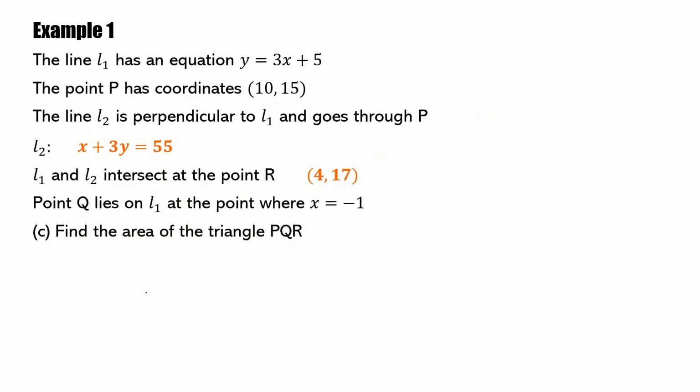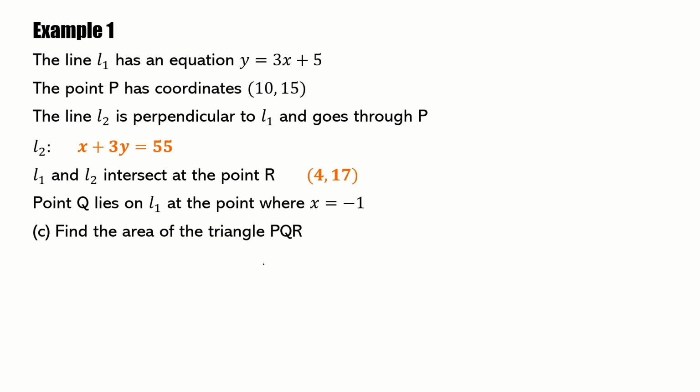Heading into part C, we can see, pun not intended, that we've been given a third point called point Q. That apparently lies on L1, one of the lines we'd already been dealing with earlier, at the point where x equals minus 1, and we're tasked with finding the area of the triangle PQR. What that means is the triangle has vertices at the points P, Q, and R, vertices being the posh way of saying corners. At first glance, this is really not that bad at all, because finding areas of triangles is not exactly the most advanced maths you're ever going to come across in the world.